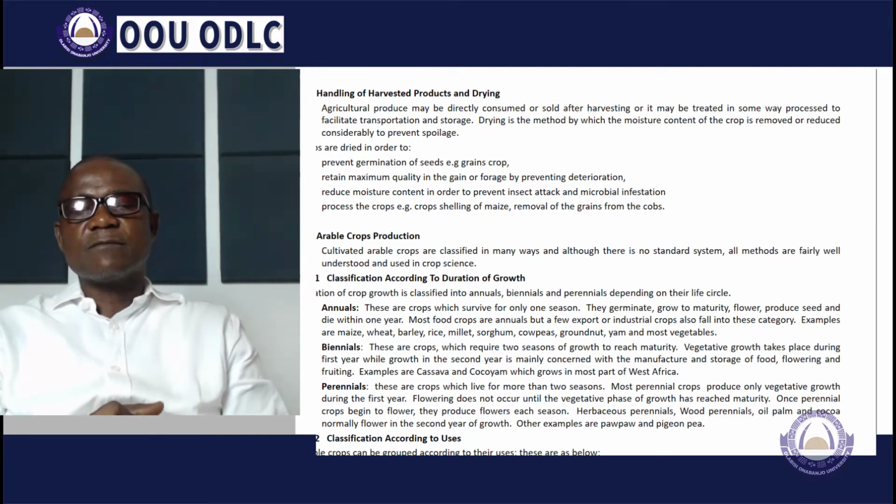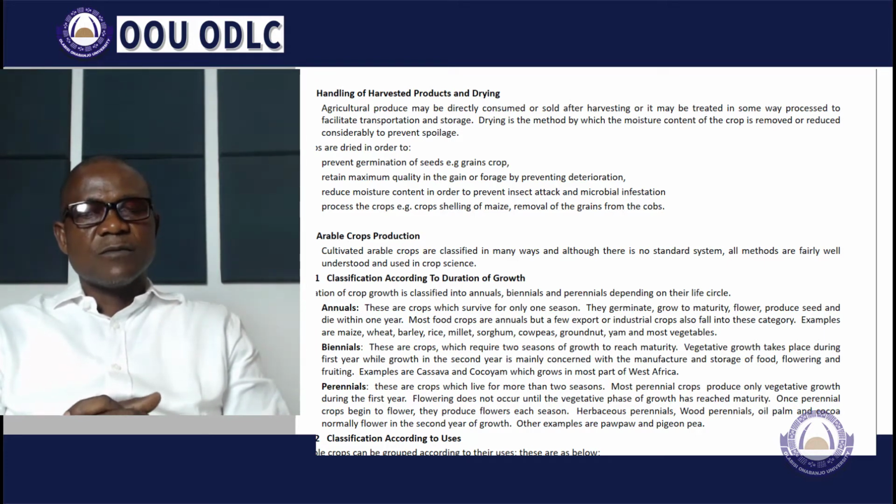Herbaceous perennials, wood perennials, oil palm, and cocoa normally flower in the second year of growth. Other examples are pawpaw and pigeon pea. Classification of crops according to uses. Arable crops can be grouped according to their uses, and these are as follows.